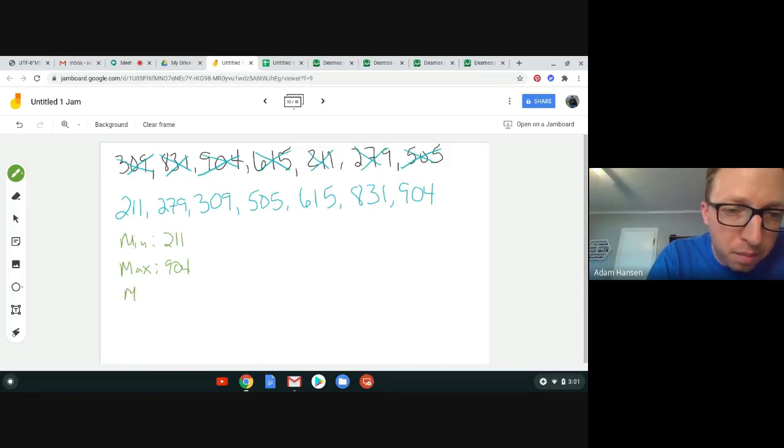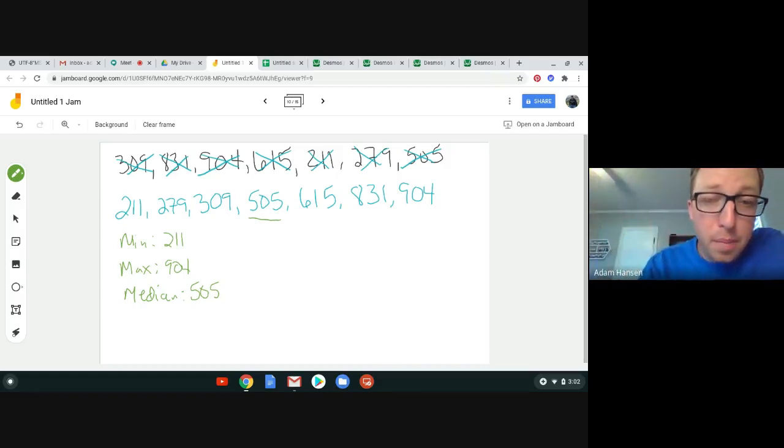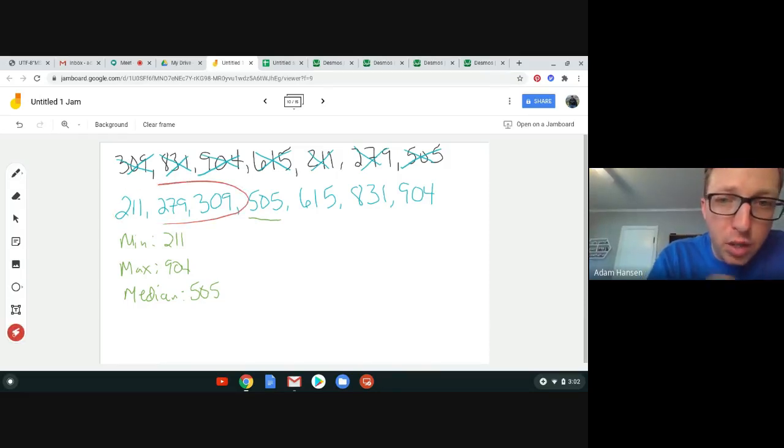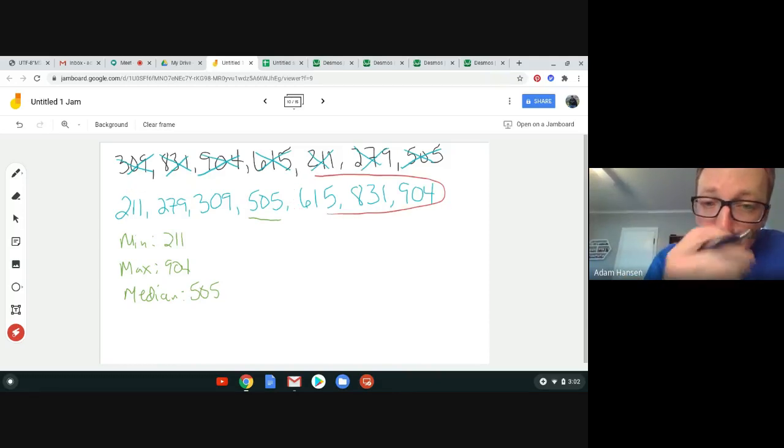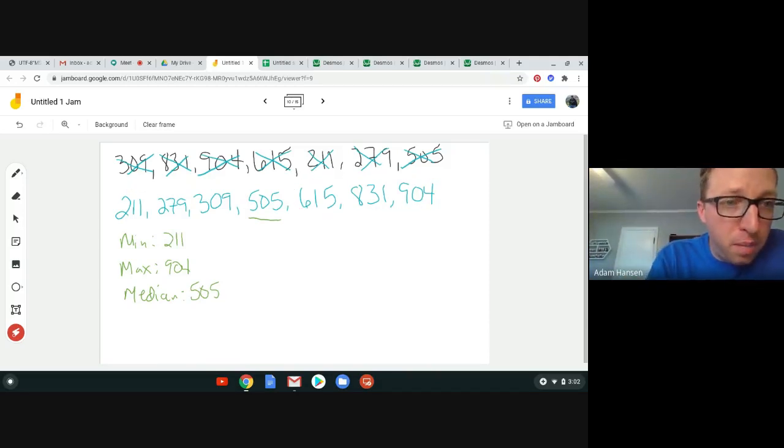The median, since we have an odd number of data points, we will have a true middle. The median would be 505 because there are 3 data points to the left and 3 data points to the right. Separating the top and bottom 50% of the distribution. Now I'm not going to include the median when I find Q1 and Q3, because it's the middle. It's not a part of either the top or bottom half. So Q1 would be 279, and Q3, the upper quartile, would be 831.